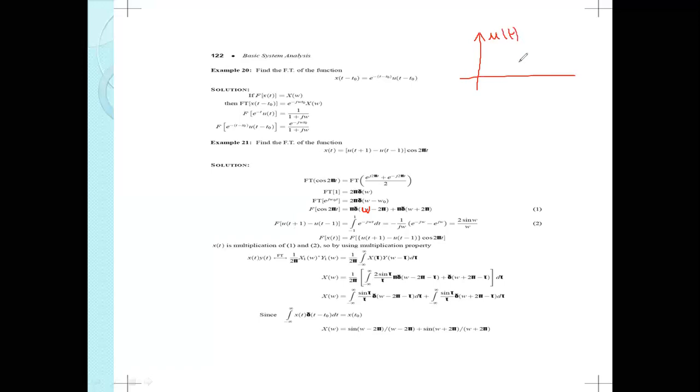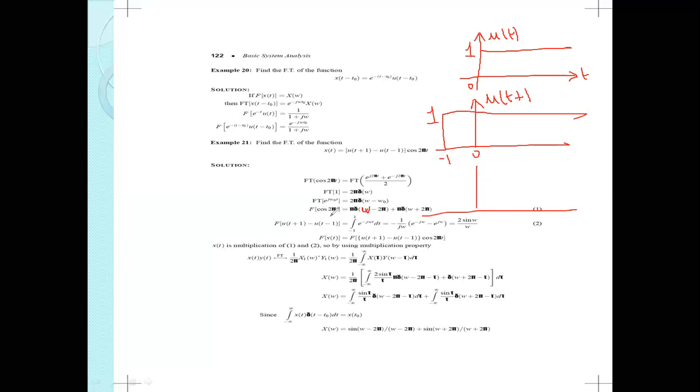Mu of t is 1, its magnitude from 0 to infinite, as t is a variable. Mu of t plus 1 means it's an advanced function, so it is shifted towards the left side by one sample. Its magnitude is also 1.